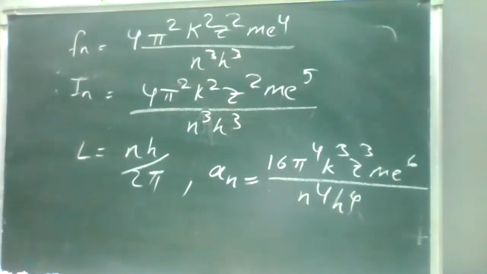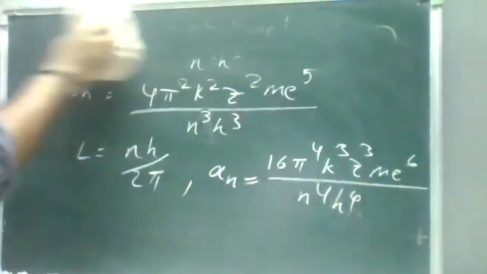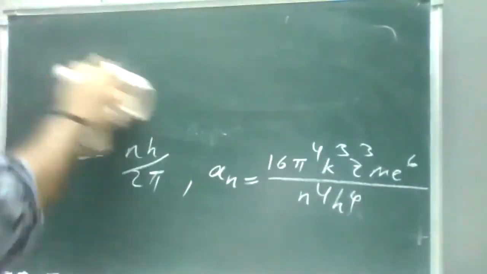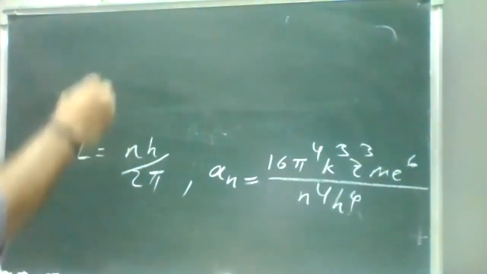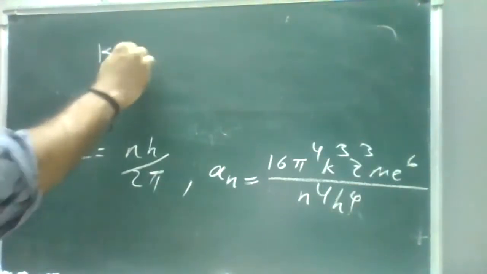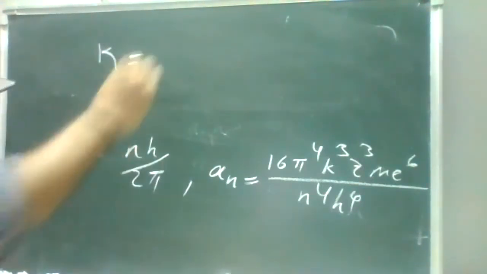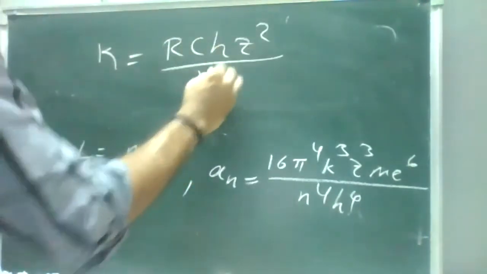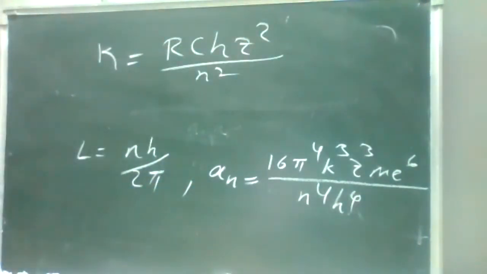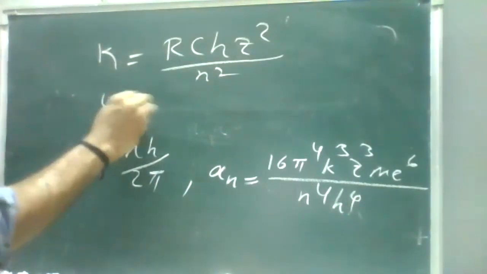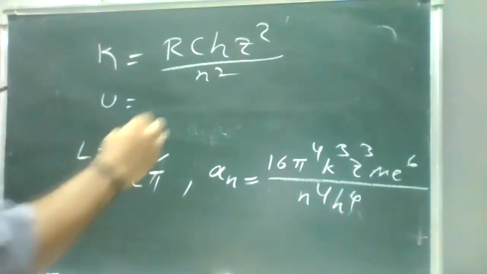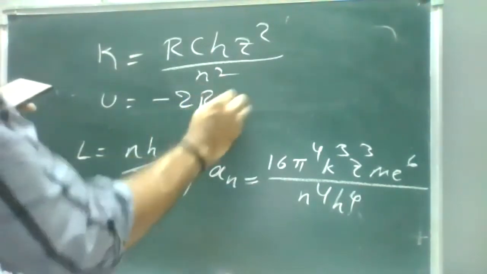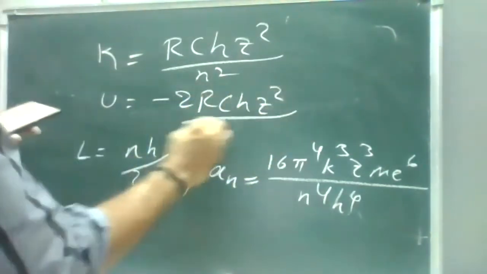Next one, kinetic energy. Kinetic energy K is equal to R c h z square by n square. Potential energy U is equal to minus 2 R c h z square by n square.